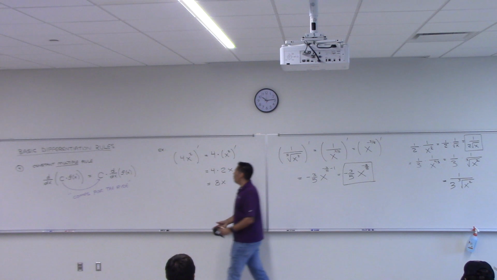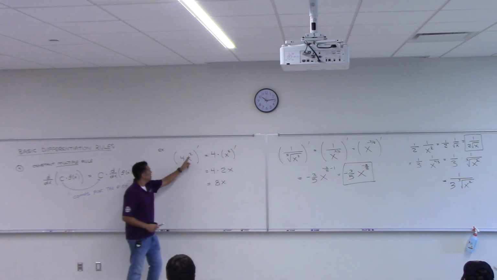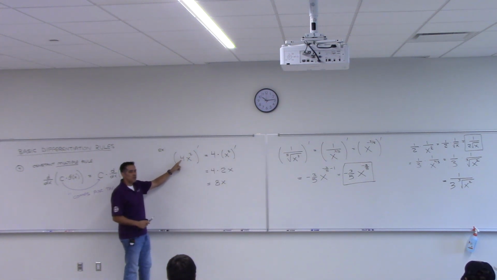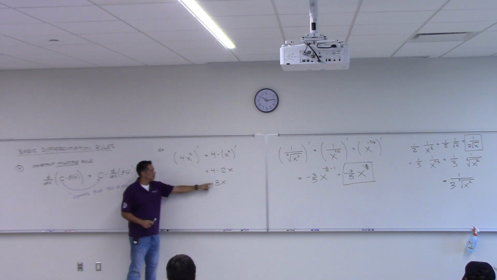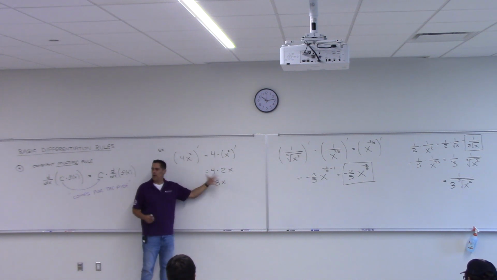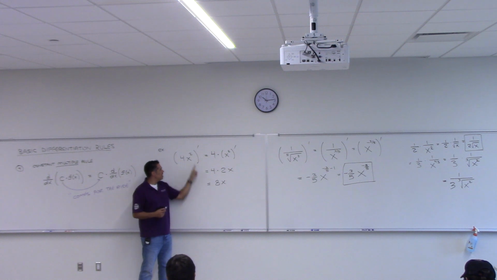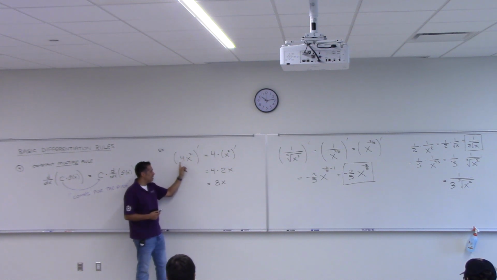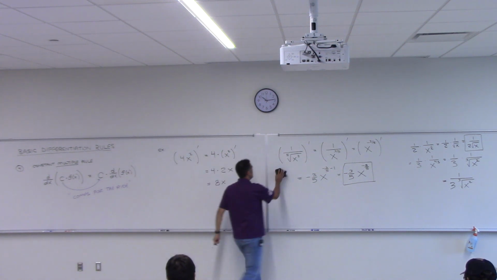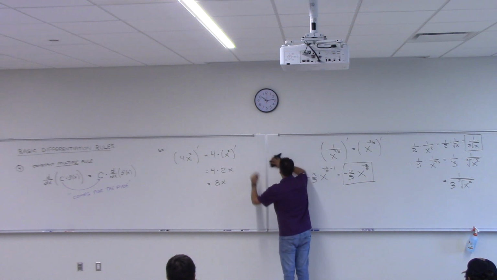Now, you will get to a point in this class where all you do is this. You bring the power down. 2 times 4 is 8, right? And then you reduce the power by 1, you get x to the first power. That's where you really want to be. But I'm just showing you the little pieces of how this works, right? Ultimately, the power just comes down, multiplies times that number, and then you subtract 1, sorry.